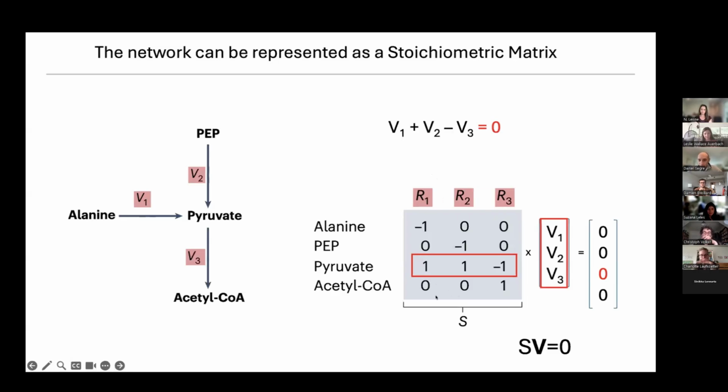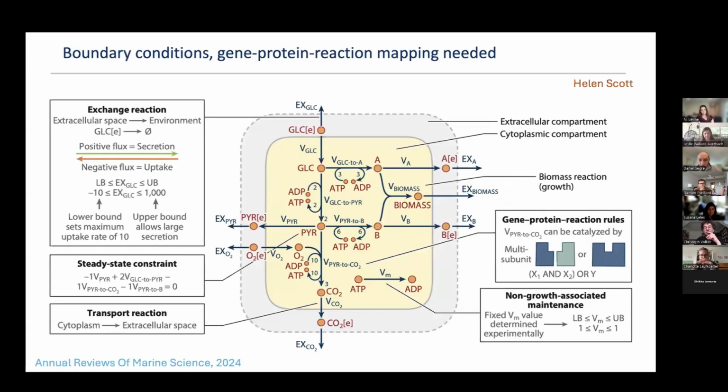This is the stoichiometric matrix for this very small network. If you look at larger networks, this is the same example you saw before. This is our simplified version of this heterotrophic bacterium. And this very complex diagram, which you can find in this review article written by Helen Scott, illustrates the fact that in addition to the reaction stoichiometry, you need to know, in order to solve a flux balance problem, how much of each metabolite is available from the environment.